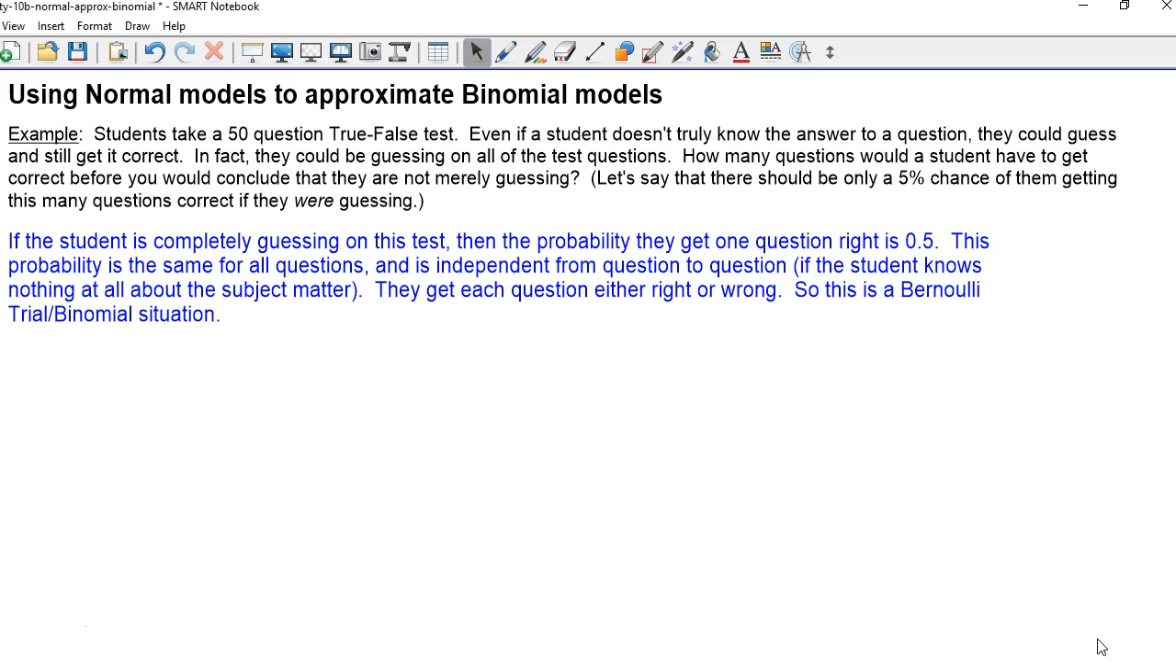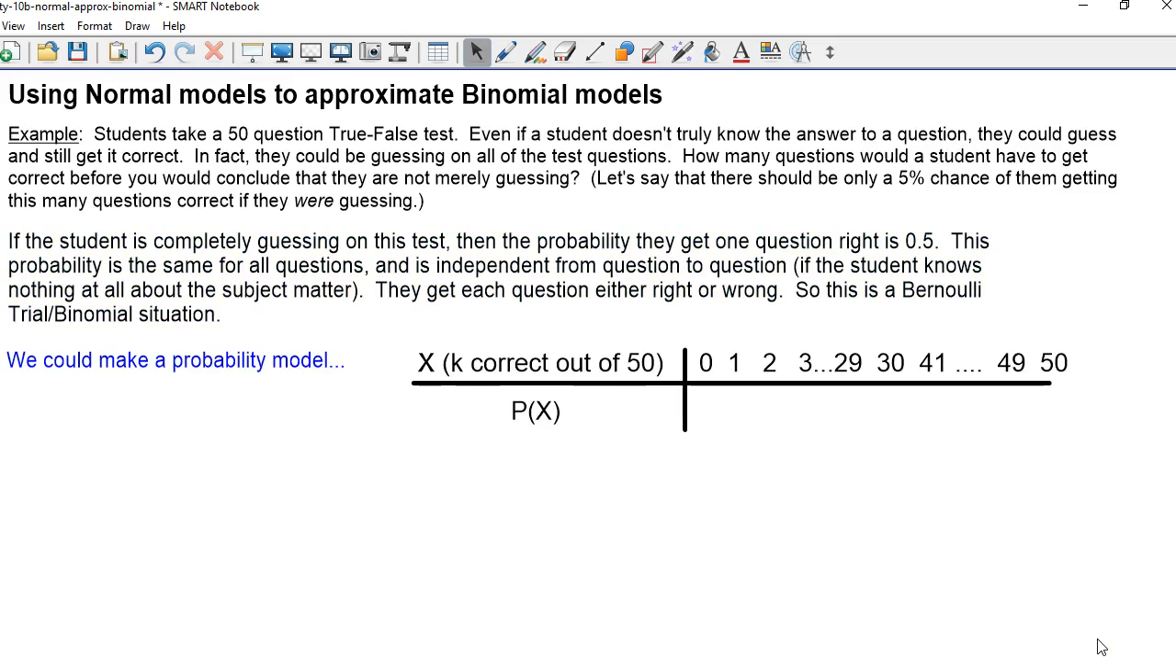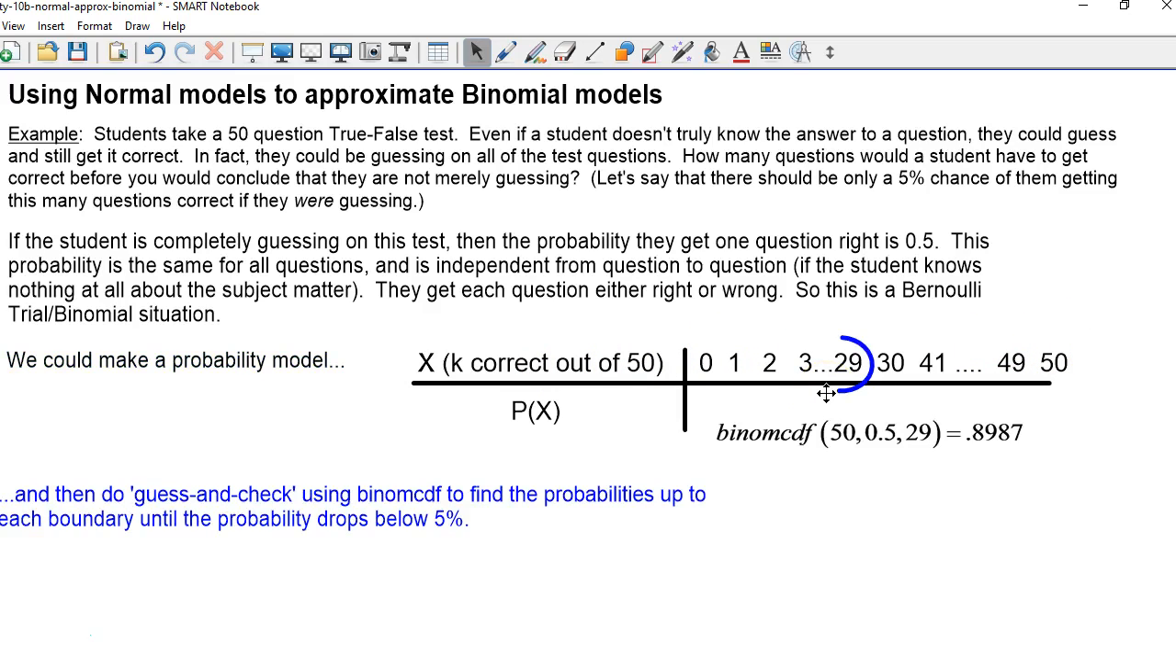That qualifies as a Bernoulli trial situation, and because we have 50 questions, that's a known number n, and that means this specifically is a binomial situation. So we could definitely do this with a binomial problem. We could make a probability model and say that x, the random variable, represents k correct out of the 50 questions. Anywhere from 0 to 50 could be correct, and then we could find a probability.